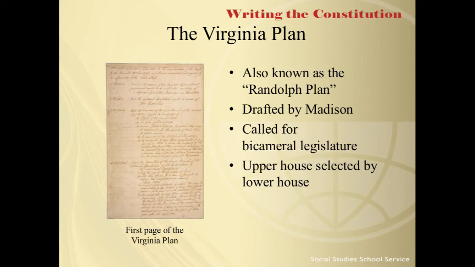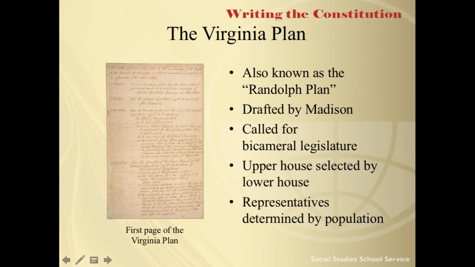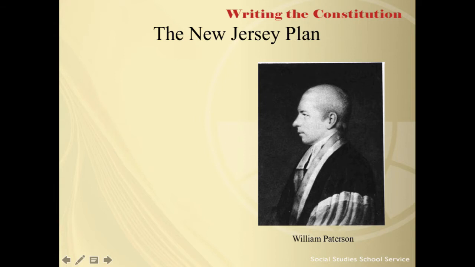And so the smaller states refuse to accept this arrangement, and they instead put forth their own plan, called the New Jersey Plan, that's going to help protect their interests. Okay, so the Virginia Plan was put forth, the large state plan, and it called for representation by population. The New Jersey Plan, on the other hand, was supported by the smaller states. They're going to back this New Jersey Plan.